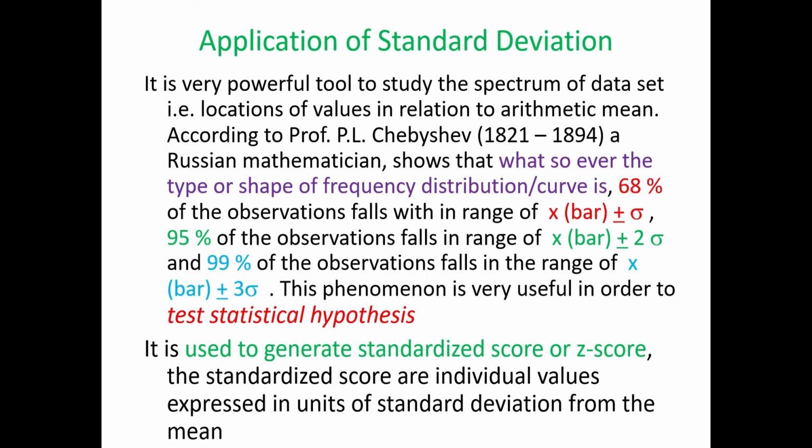An important application of standard deviation comes from the Russian mathematician Chebyshev. He obtained a theorem on the frequency distribution curve. He found that about 68% of the observations fall in the range of mean plus or minus sigma, 95% fall in the range of mean plus or minus 2 sigma, and 99% fall in the range of mean plus or minus 3 sigma. This is a very unique piece of research, and it gave birth to the testing of statistical hypotheses.